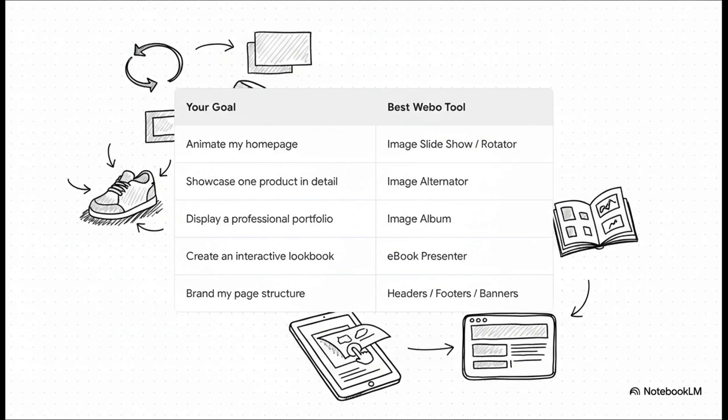It couldn't be simpler. You just find your goal on the left, and the best tool is right there on the right. For example, if your goal is just animate my homepage, you're going to want an image slideshow or a rotator. If you need to showcase one product in detail, the image alternator is your guy. Looking to display a professional portfolio? The image album was literally built for that. This little chart connects your goal directly to the perfect solution.